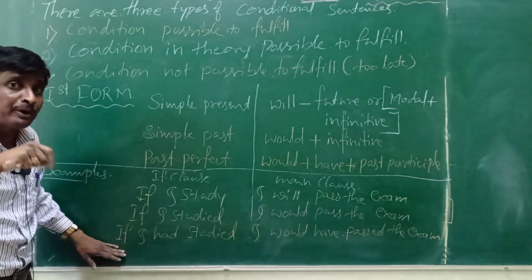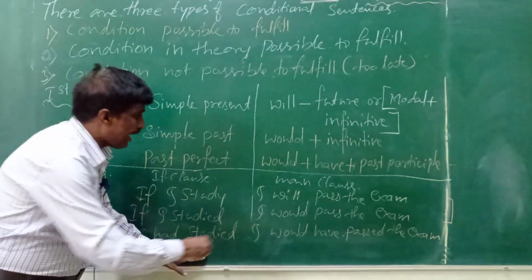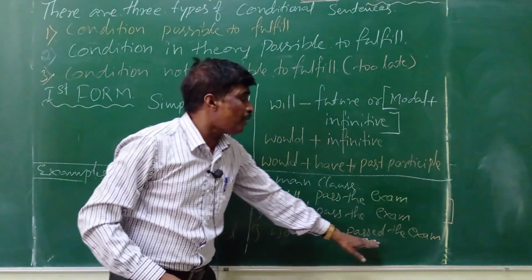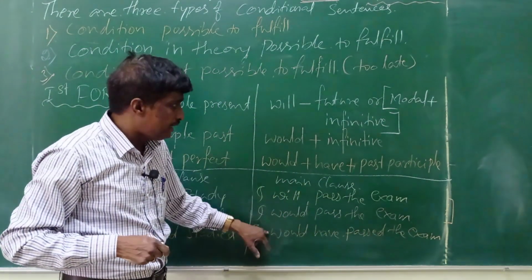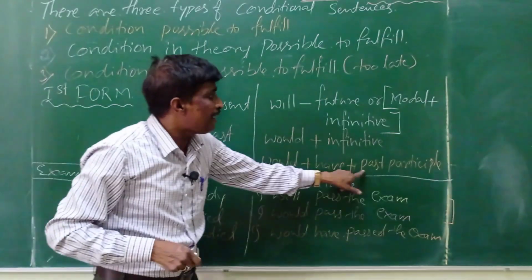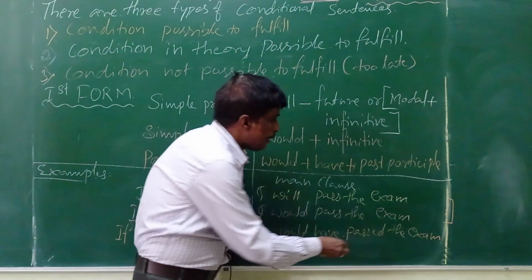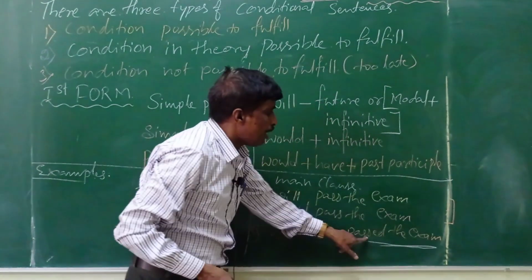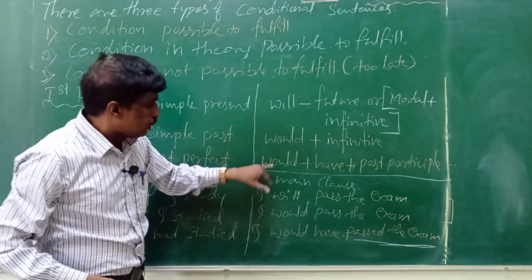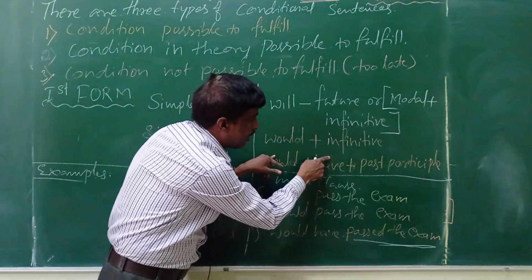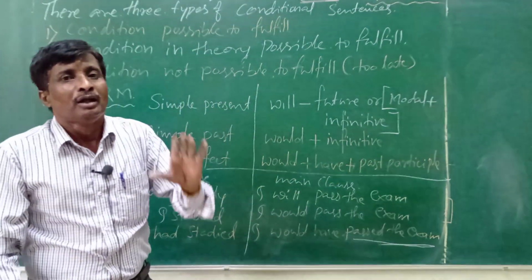See there, past perfect. If I had studied, I would have passed the exam. See there, would plus have plus past participle. Would plus have plus past participle, children. Past participle. Don't forget this one, children.